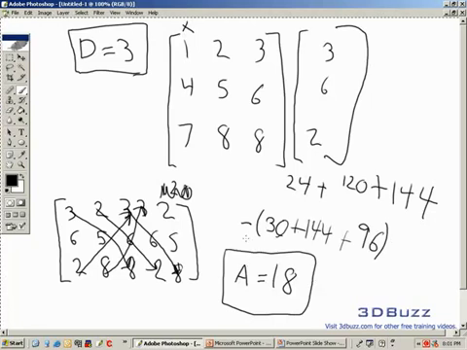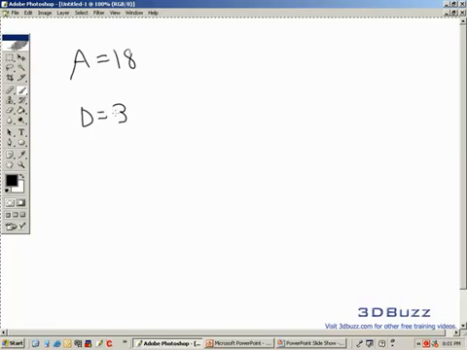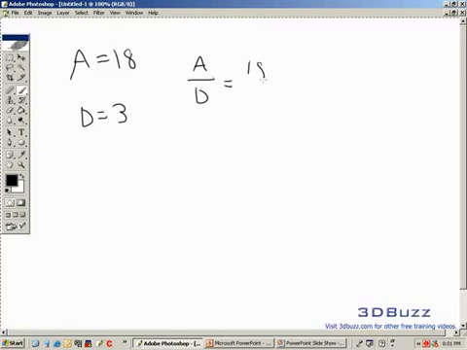I'll just clear this all out. A is equal to 18 as we had, and D is equal to 3. And we said that you do A divided by D, which is 18 divided by 3, which is 6. So the value of x is now 6.